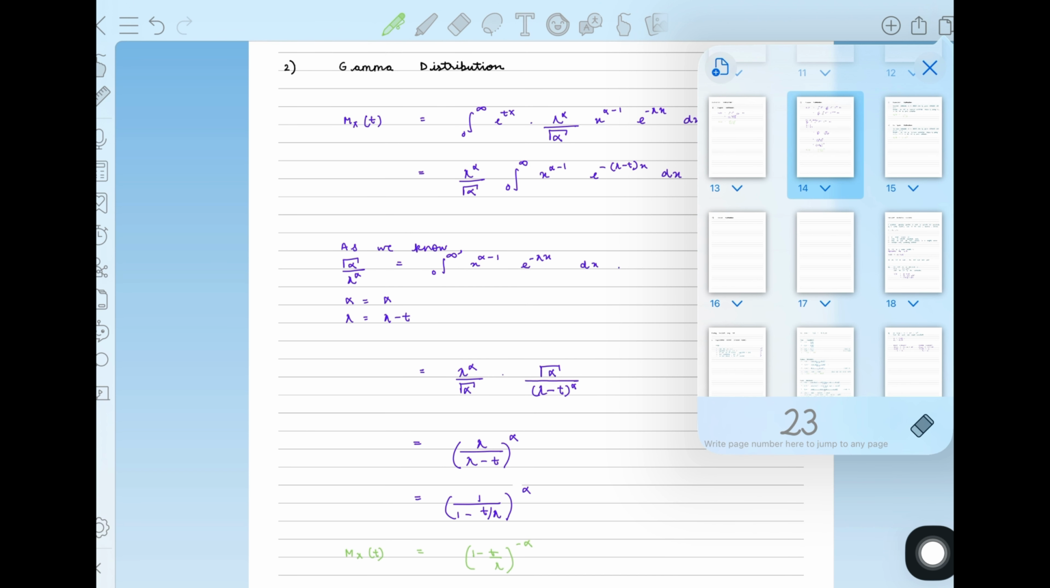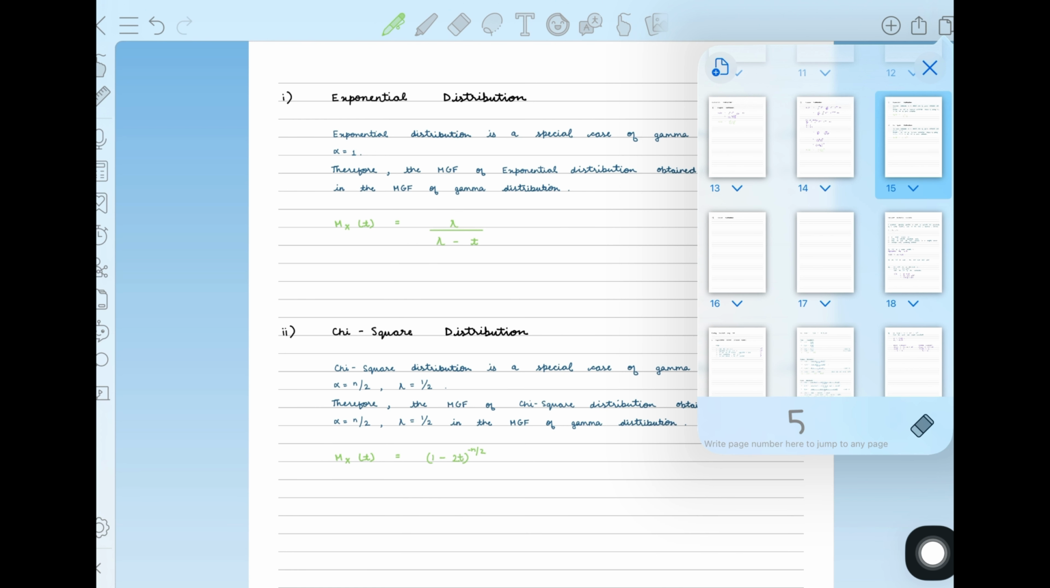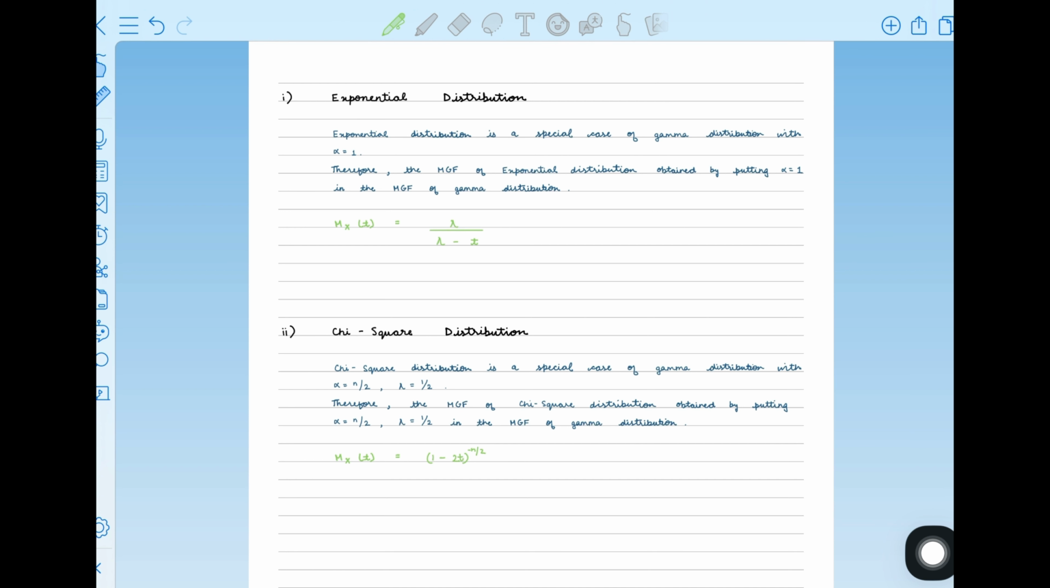This gives us the final MGF as. Now, let's move on to two special cases of the gamma distribution, the exponential distribution and the chi-square distribution. The exponential distribution is a special case of the gamma distribution with alpha equal to 1. Therefore, the MGF of the exponential distribution is obtained by putting alpha equal to 1 in the MGF of the gamma distribution.